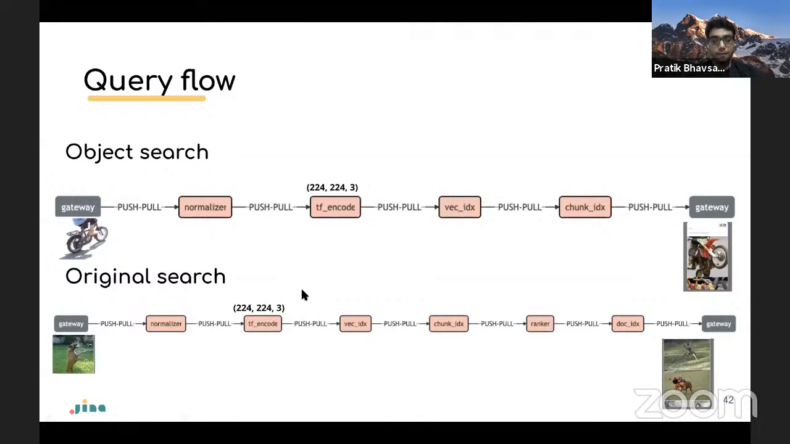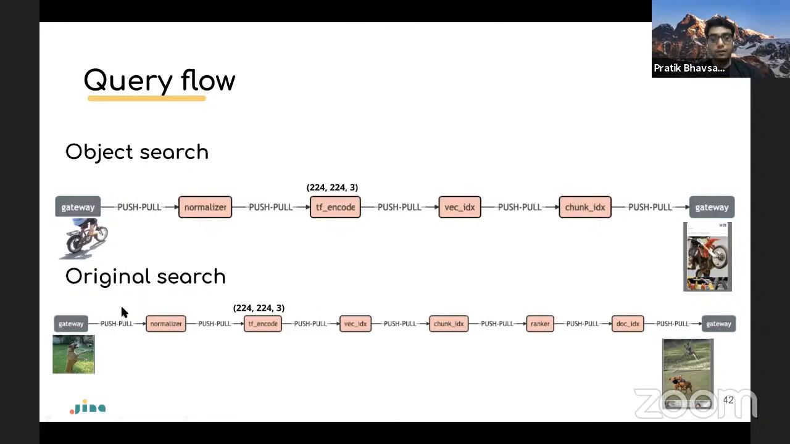Now the query side is a bit different for this. If you want to retrieve the object, the chunk, then you take the query, you normalize it, you encode it, you get the vector, and then you have the chunk, and you just return the chunk. You do not do that chunk to doc kind of mapping. You just return the chunk.